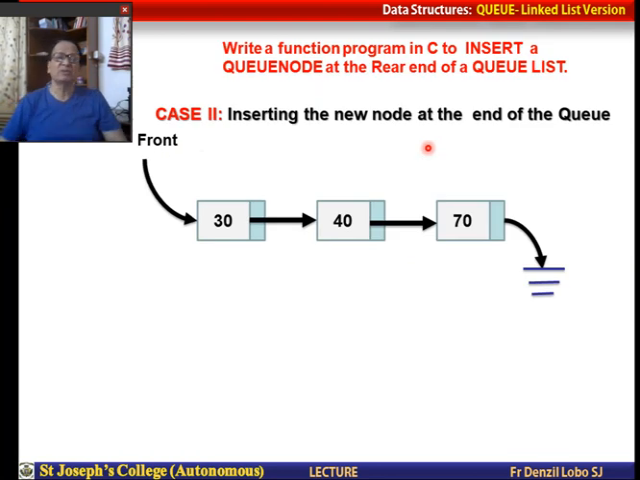Now we come to case 2. There are only two cases. Case 1, when there is no queue. Case 2 is there is a queue. Then what am I going to do? How am I going to add the new node to this?